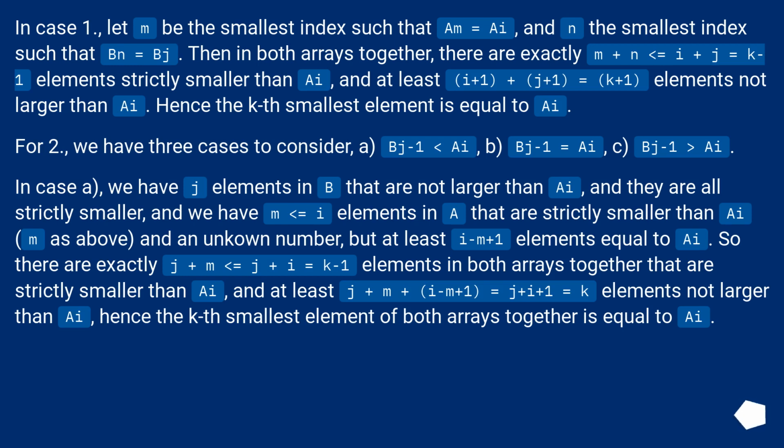In case A, we have j elements in B that are not larger than ai, and they are all strictly smaller, and we have m, which is lower than or equal to i, elements in A that are strictly smaller than ai, and an unknown number, but at least i minus m plus 1, elements equal to ai. So there are exactly j plus m, which is lower than or equal to j plus i equals k-1, elements in both arrays together that are strictly smaller than ai, and at least j plus m plus i minus m plus 1 equals j plus i plus 1 equals k elements not larger than ai. Hence the kth-smallest element of both arrays together is equal to ai.